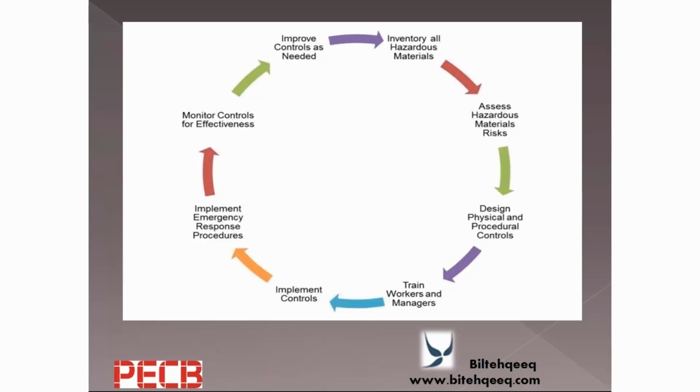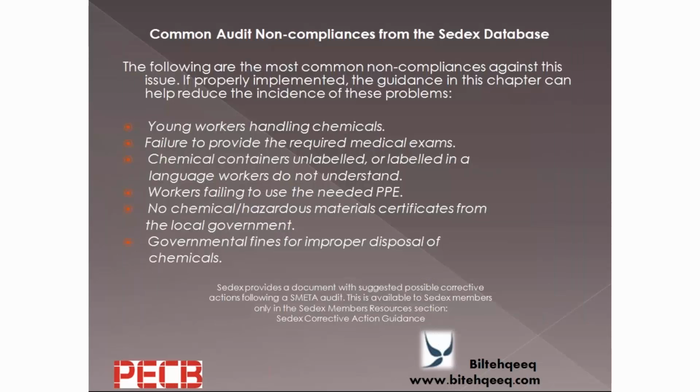These are some non-conformities which are raised during audits. The first one is young workers handling chemicals. In some organizations, underage or young workers, workers below 18 years of age, are handling chemicals.